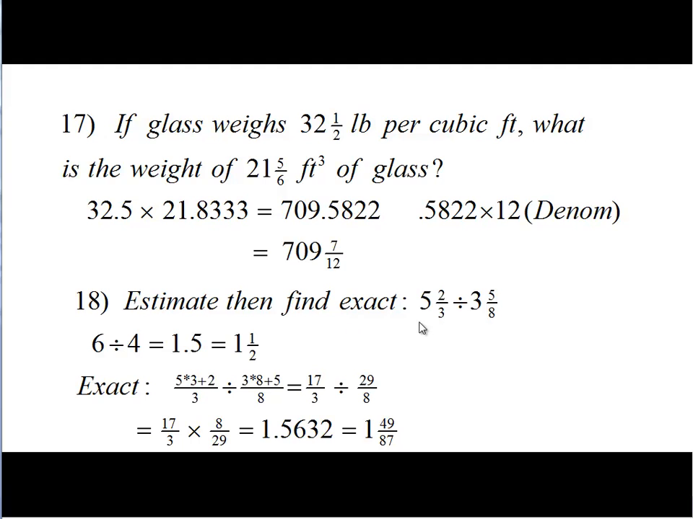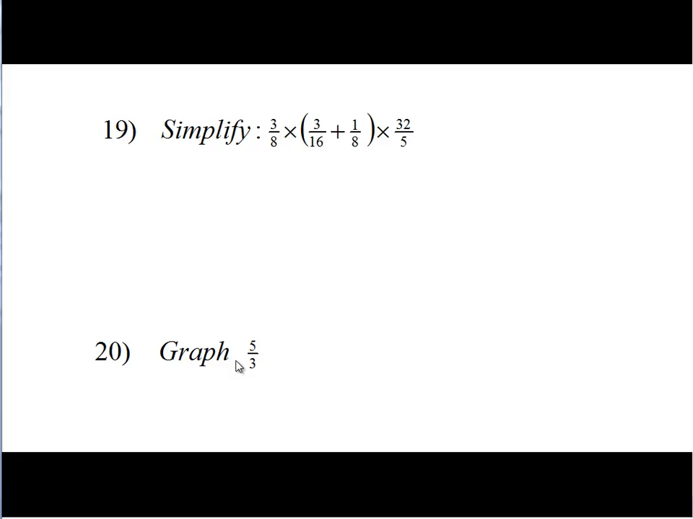And 5632 times 87 is your 49. All right, 19, we need to combine these. Inside the parentheses, the common denominator is 16. This needs to be multiplied by 2. So I have my 3/8 times 3/16 plus 8 times 2 is 16.